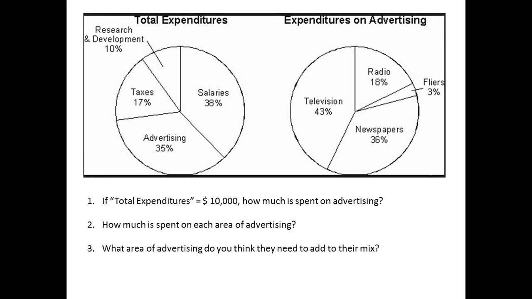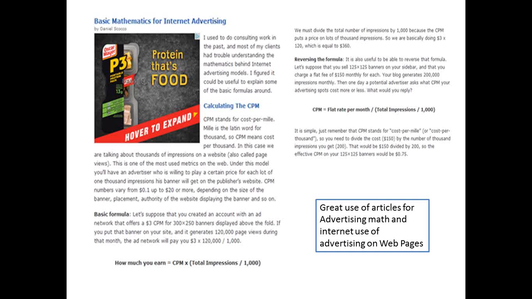Here, this one's really unique because you have to do two things. It's actually two dependent pie charts, and you have to find the total expenditures and find what part is advertising before you can take it and apply it to the expenditures on advertising. So it's a really unique situation, where you're not just looking at one pie chart and being able to figure it out.